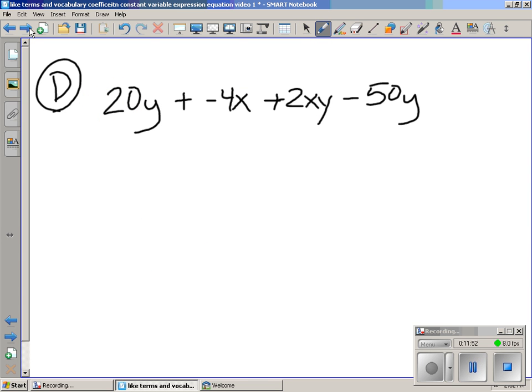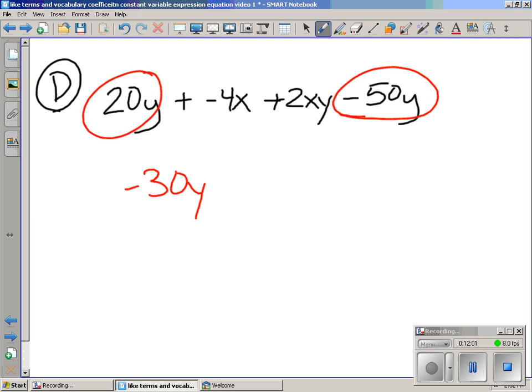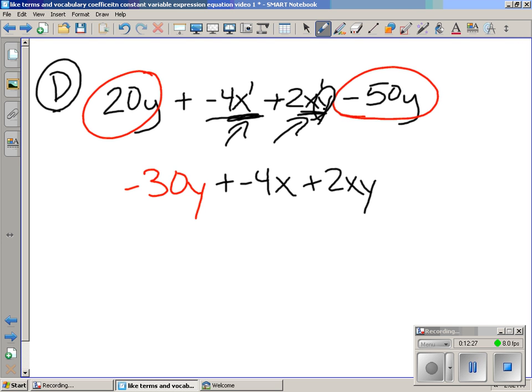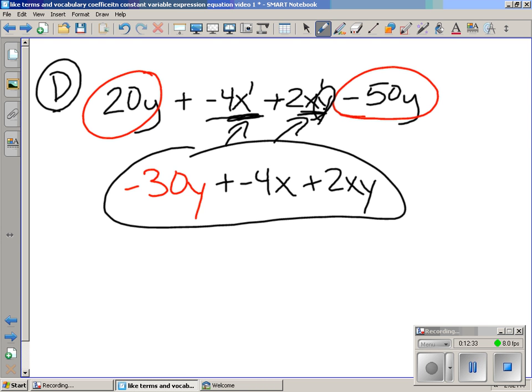Letter D. Again, we're looking for like terms. 20y and -50y, we get -30y. Then we have -4x and a +2xy. Now, some people would say, well, these are like terms. They would claim that because they both have the variable of x with the power of 1. However, not all of their variables are the same. The 2xy has a y, whereas the -4x does not have a y. So these actually are not like terms, even though some people might think they are. So the only like terms that you can combine in this example are the 20y and the -50y.